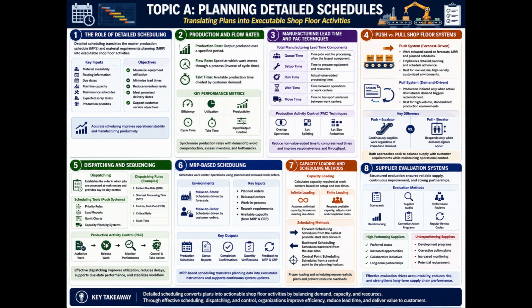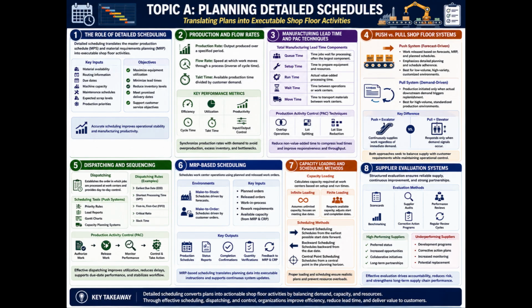Scheduling effectiveness depends heavily on dispatching and sequencing decisions. Dispatching establishes the order in which jobs are processed at work centers and provides day-to-day control over production activities. Scheduling tools in push environments include priority rules, load reports, Gantt charts, and capacity planning systems. Dispatching rules help determine which jobs receive priority when competing for constrained resources.